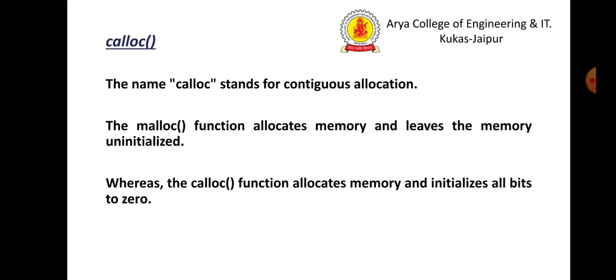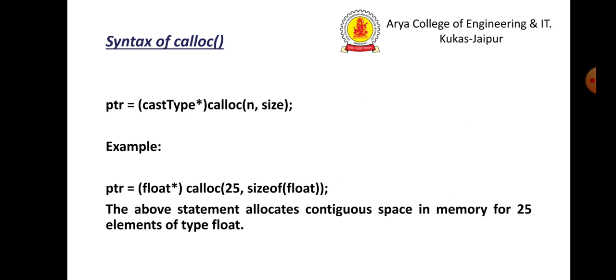Now, the calloc function. Calloc means contiguous allocation. The major difference between malloc and calloc is, in the malloc function the memory is uninitialized, whereas in the calloc function the memory is initialized with 0. Here is the syntax: ptr = (float *) calloc(25, sizeof(float)), that is, 25 elements of float type.